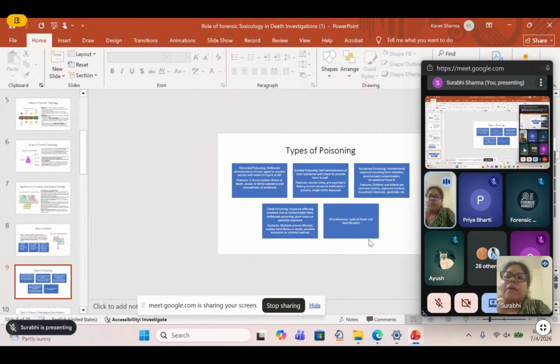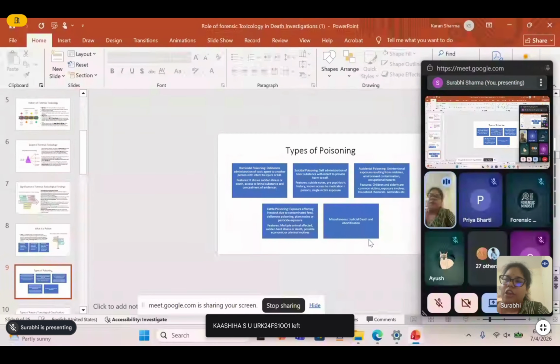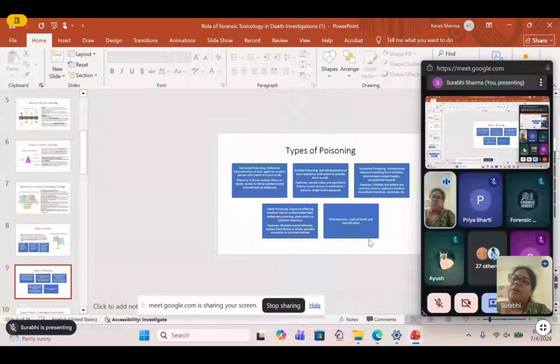And it features multiple animals affected, sudden hard illness, death, possible economic or criminal motives. Like, if someone's cattle is there, you go and give some kind of poison to that particular cattle in food, in hay, in whatever thing you are giving for the consumption, and the particular cattle dies because of it. That is known as cattle poisoning.